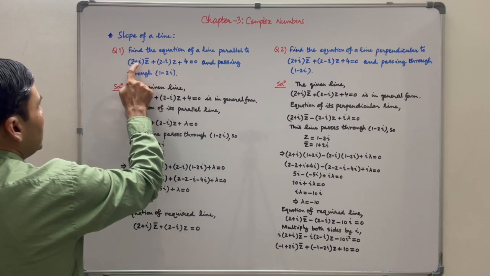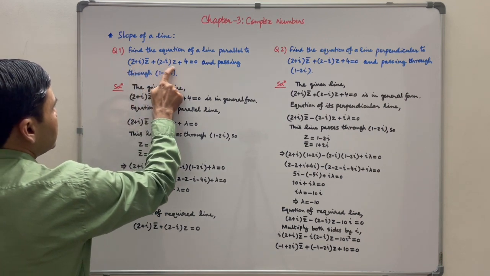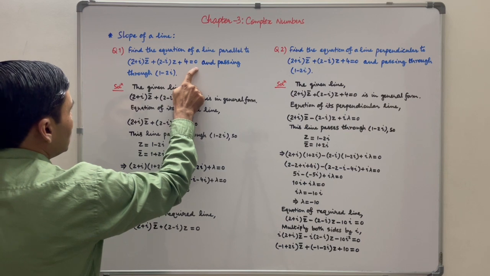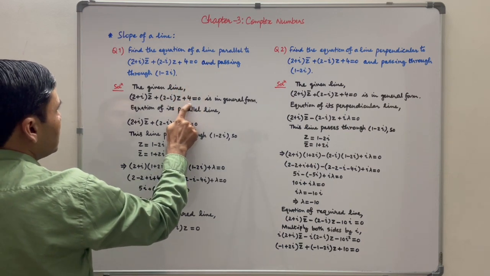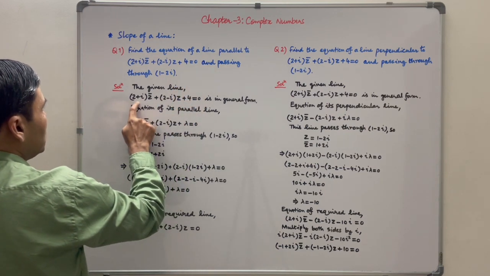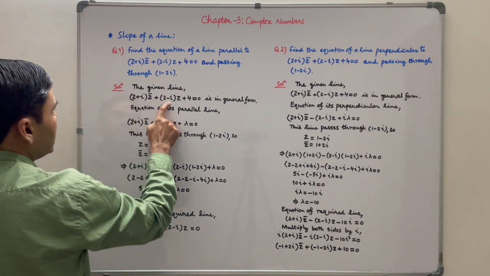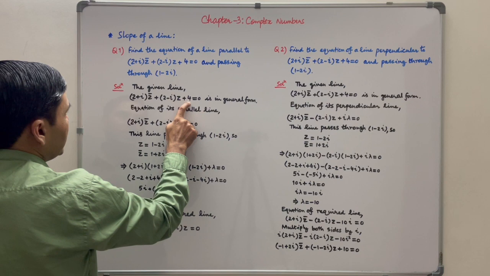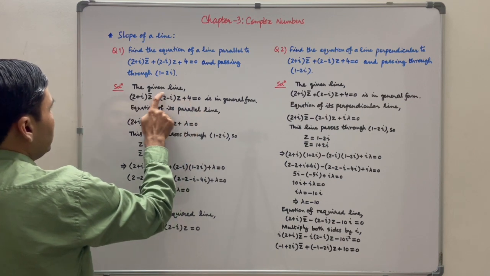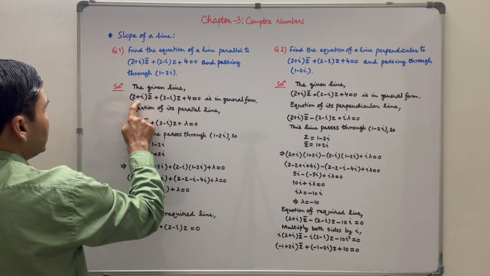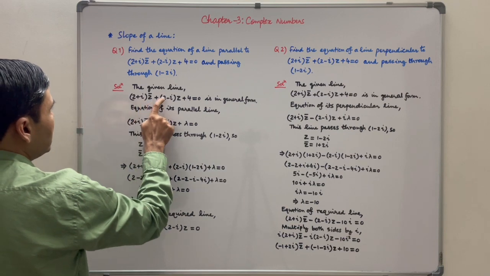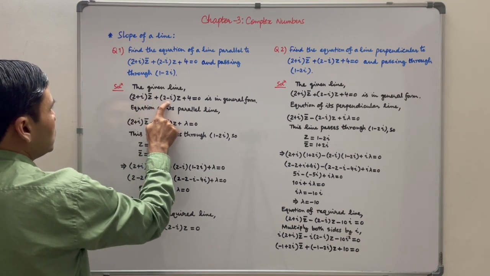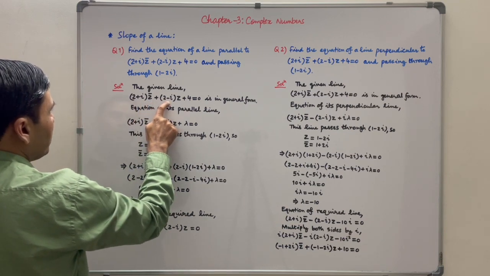Compare it with z bar plus a bar z plus b is equal to 0. We get b is equal to 4, a is equal to 2 plus i, and a bar is equal to 2 minus i. So this part should be purely real, which is correct. If a is equal to 2 plus i, its conjugate should be 2 minus i, which is also correct. So the given line is in general form.